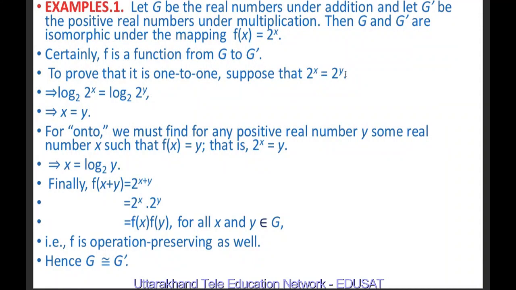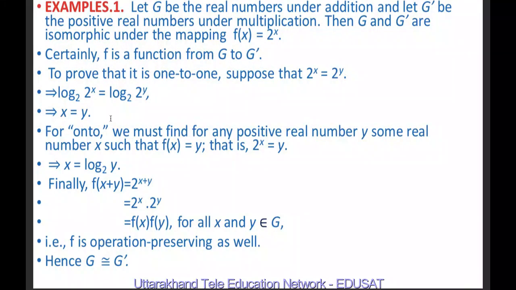Suppose 2 raised to x is equal to 2 raised to y. If we take log on both sides, we get log of 2 raised to the power x base 2 and log of 2 raised to the power y base 2 are equal. It means x log 2 base 2 is equal to y log 2 base 2. But log 2 base 2 is nothing but 1. So it means x is equal to y.